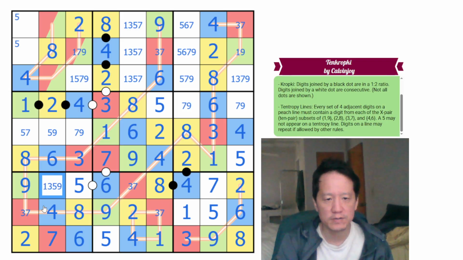This could be a 1. So this has to be 3. Therefore, this is a 1. This can't be 5. 1 is one of these 2. This is red. This is green. This is green.